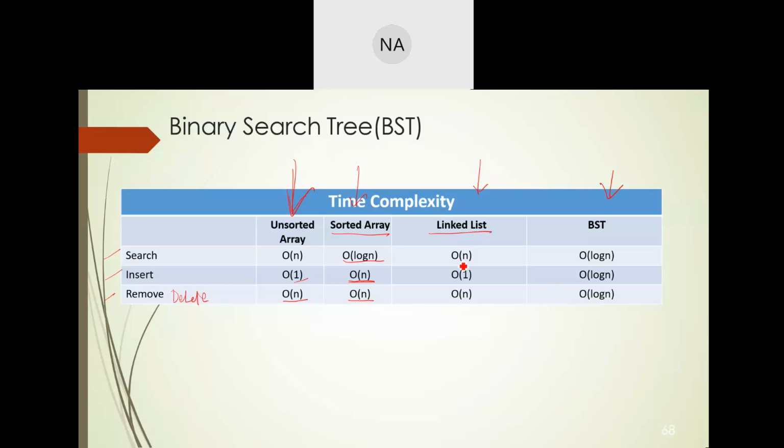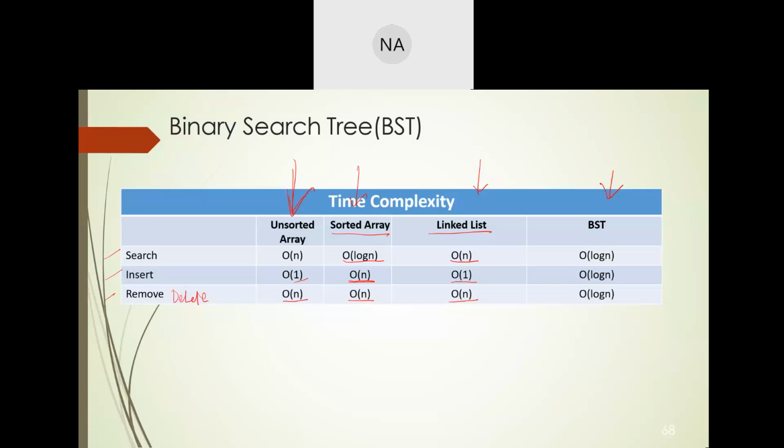Searching complexity is order of n because you cannot apply the binary search algorithm. Insertion is simple, order of 1. You can insert the new element either at the end or in the beginning. Removal is again order of n because you must first find the position or pointer of the node which is to be deleted, so you must traverse almost half of the linked list.